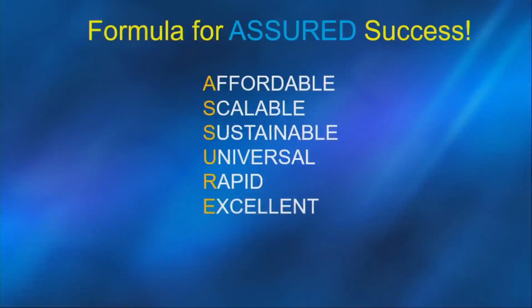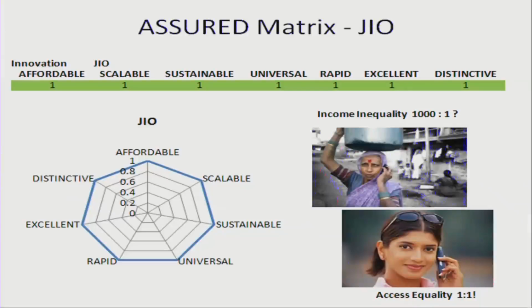Excellence part of it, I already explained, affordable and excellence have to come together. And finally, distinctive, it cannot be me too. So this is the matrix. And we can test out every invention, every process against this matrix. Look at Jio, for example, and you can see it meets everything. It is affordable, scalable, sustainable, universal, rapid, excellent, and distinctive.